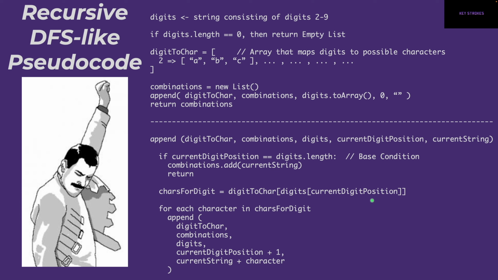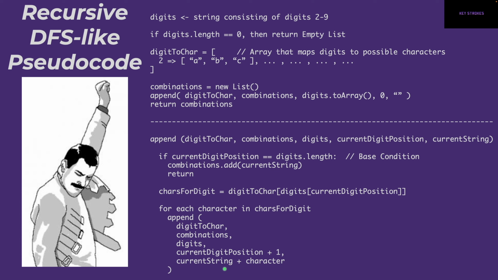Otherwise, we use the current digit position and digits to get the current digit that we are working with, and then use the digit to character variable to figure out all the characters for the current digit, which we store in chars for digit variable. Now for each of the characters in this chars for digit, we call our recursive function. The first 3 arguments remain the same, but the last 2 arguments change. For the first one, we move our position in the digits by 1. That is, we want to start working on the next digit that was given to us. And as we are working on the next digit, we append one of the characters from our for loop to the current string that we had so far.